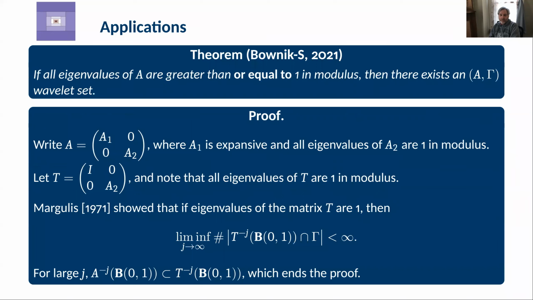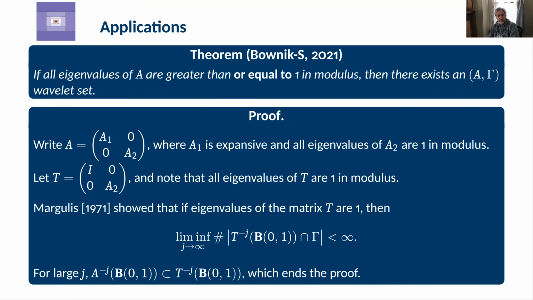Martin and I were able to improve on this. If instead of all the eigenvalues being greater than 1, they're just greater than or equal to 1, it seems like a small change. But now we're saying, what if instead of being strictly bigger than 1 in modulus, we allow some of them to be equal to 1 in modulus? Then it turns out that wavelet sets still exist. And here's the proof.